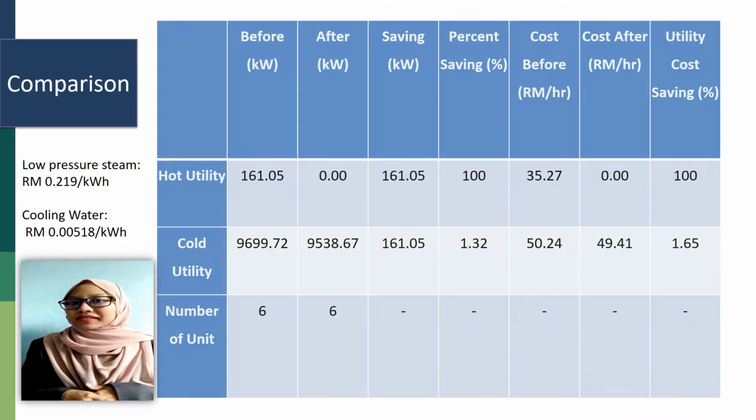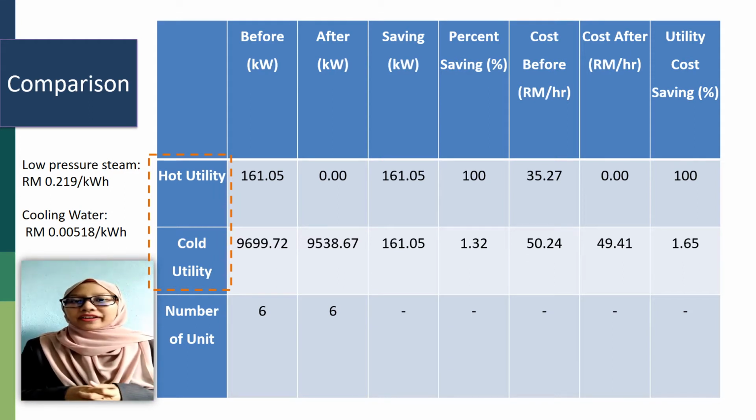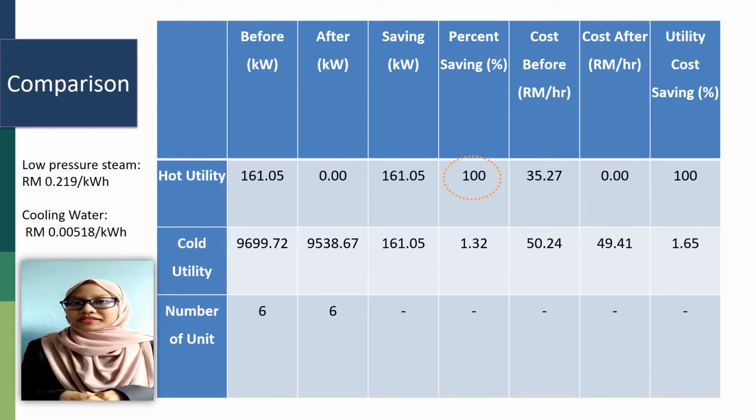Then, the comparison between the hot utilities and cold utilities is made. Before the heat integration, the heat load required for the hot utilities is 161.05 kilowatt and after heat integration it is 0 kilowatt. So the percent saving is 100% for the heat load required and for the utility cost.